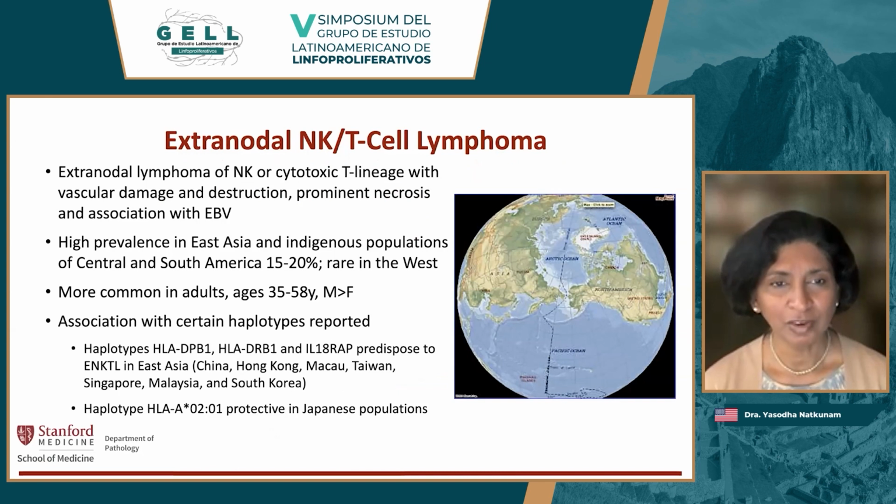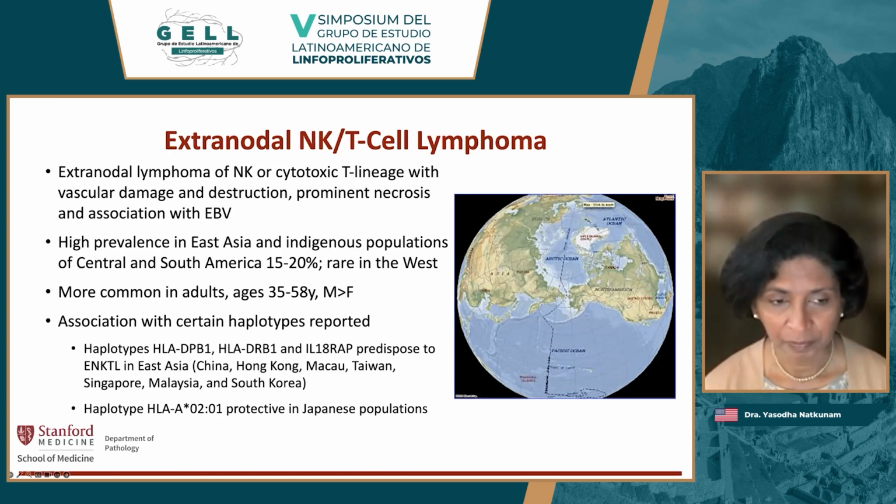Okay, so to move on to the lecture, extranodal lymphoma of NK or cytotoxic T lineage presents with vascular destruction and damage, prominent necrosis, and an association with EBV. It is highly prevalent in certain geographic regions of the world, such as East Asia and Central and South America, where these lymphomas account for 15 to 20% of lymphomas. However, these are quite rare in the West, where it is less than 1%.